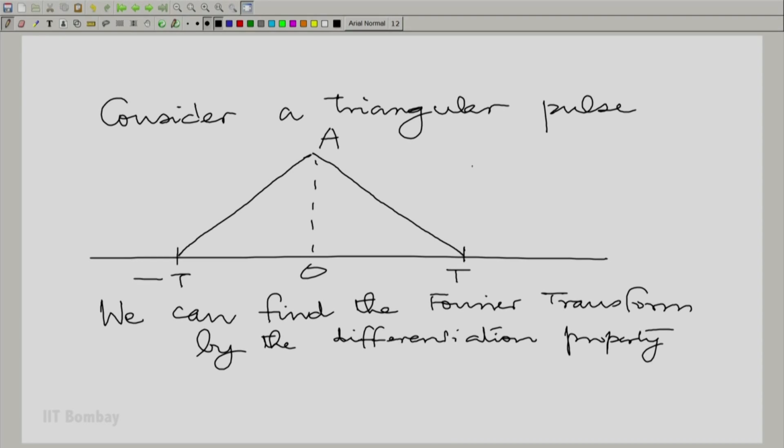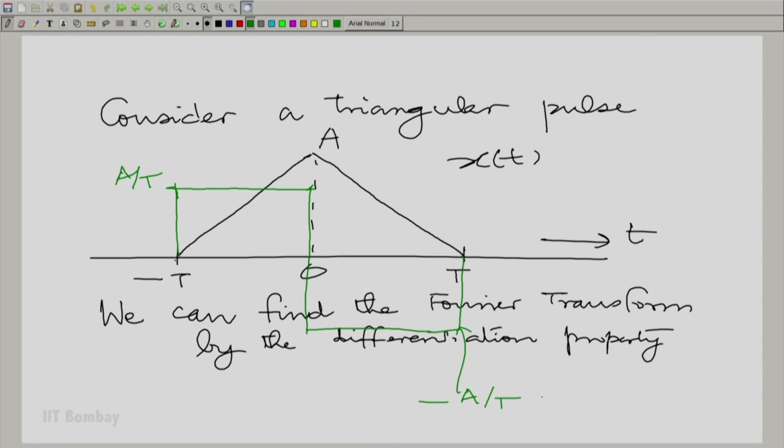So, let us call this x t as usual and let us sketch dx t dt. In fact, let me do it on the same graph, but in a different color. So, this rises from 0 to a in time t. So, its slope is a by t, that is easy to see. There is a positive slope of a by t here and a negative slope of a by t here. I have sketched the derivative on the same graph.